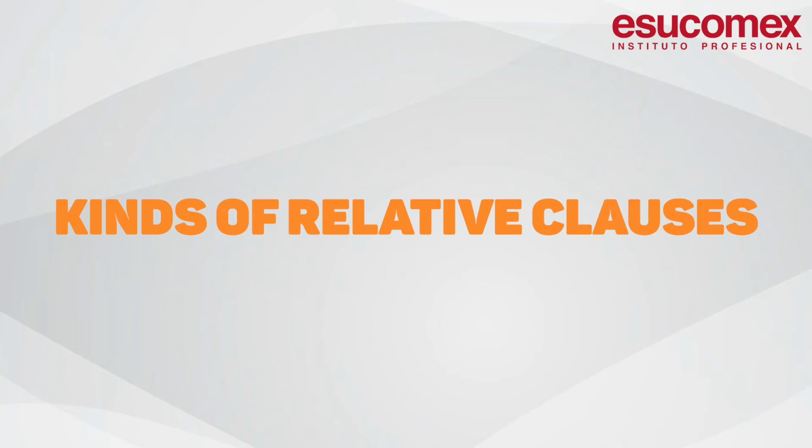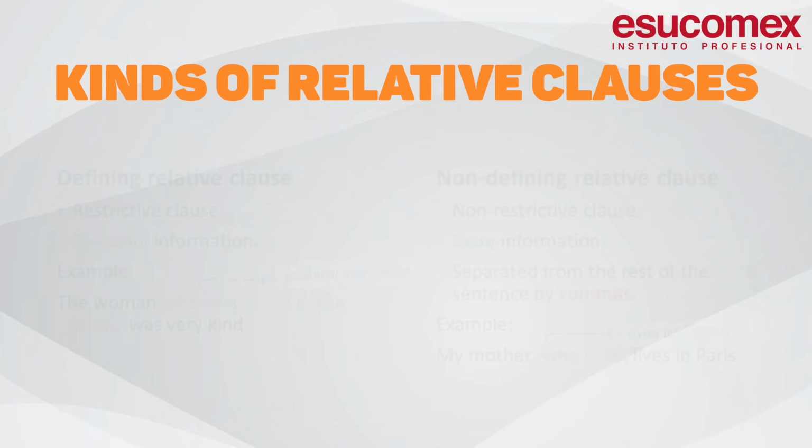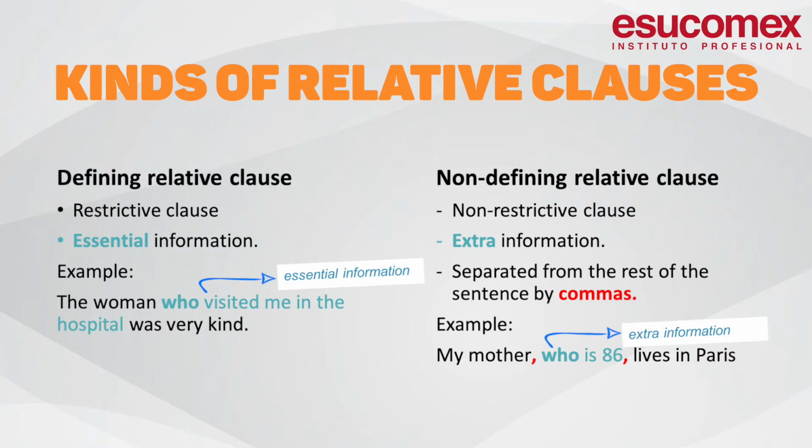Kinds of relative clauses. A defining relative clause, also called a restrictive clause, tells us which specific person or thing we are talking about, and it gives essential information. Look at the example. The woman who visited me in the hospital was very kind. Who introduces the relative clause, and who visited me in the hospital is essential information.